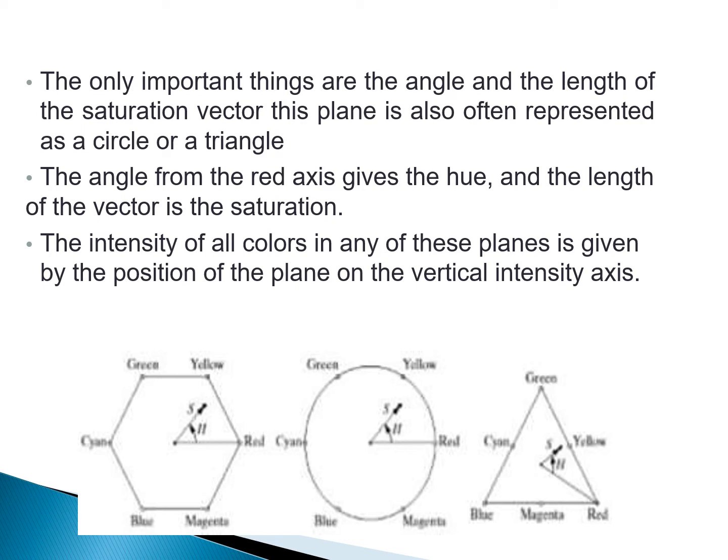If it is a triangle, we can change that to a circle. The circle can be changed to a hexagon, and similarly vice versa. We can change from one shape to another. So the hue and saturation in the HSI color model can be visualized as a hexagon, triangle or circle, where the dot is the arbitrary color point, the angle from the red axis gives the hue, and the length of the vector is the saturation. The intensity of all the colors in any of these planes is given by the position of the plane on the vertical intensity axis.